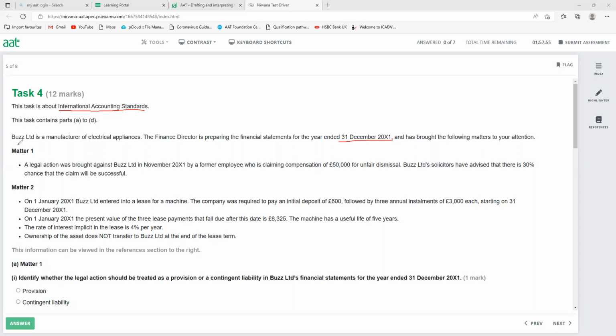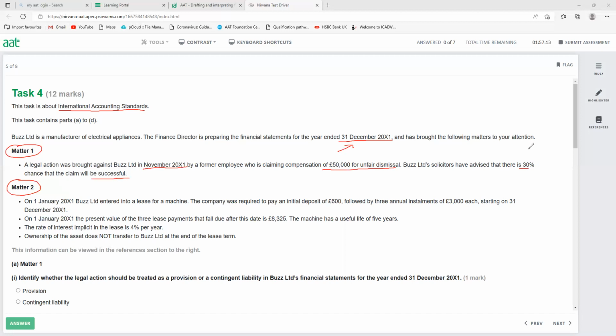We have 2 matters, matter 1 and matter 2. So let's try to understand both matters. A legal action was brought against B Limited in November, that means just before the year end, as our year ends in December. There's a legal matter raised by a former employee who is claiming compensation of 50,000 for unfair dismissal. B Limited's solicitors have advised that there is a 30% chance that the claim will be successful.